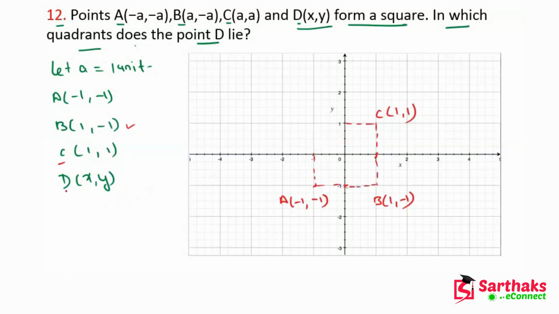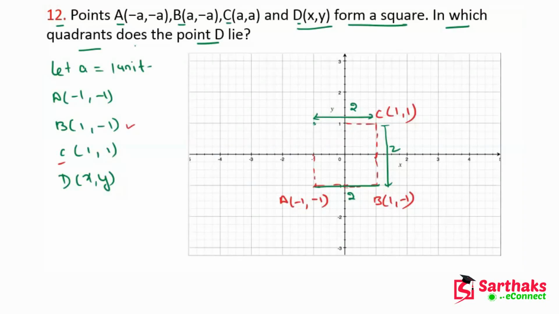So now, my dear friends, we know that ABCD is a square. If you see, from point A to B the distance is 2 units. From point B to C the distance is again 2 units. Similarly, the distance from point C to D should also be 2 units. So if we calculate, this is our 2 units.